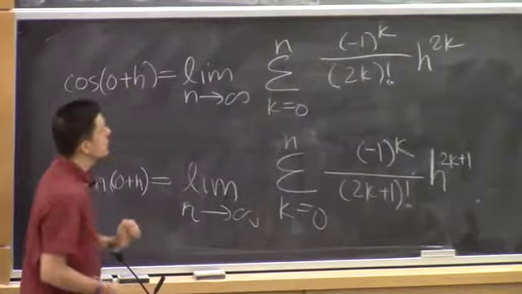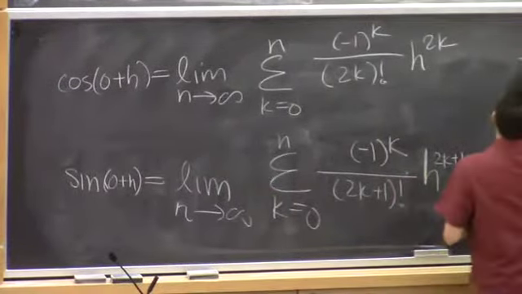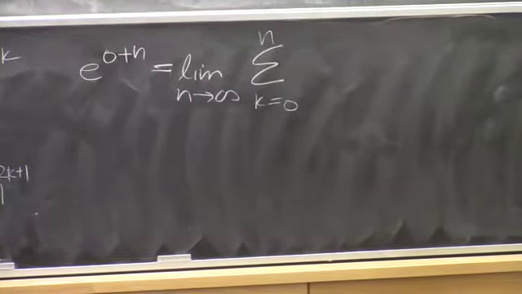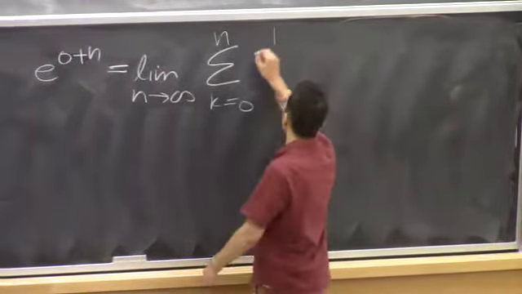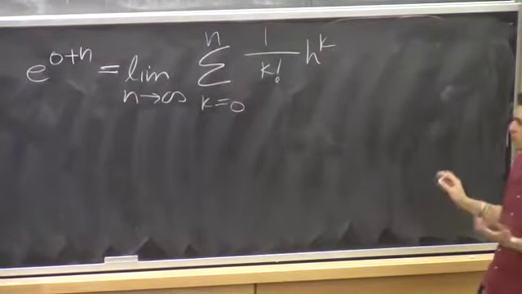So we've got sine and cos. I just want to recall what's happening with E. Okay, so with E, we have the following fact. All of the derivatives are 1 at 0. So we get 1 over k factorial h to the k. Okay, so here are our 3 sort of complicated examples of Taylor series.